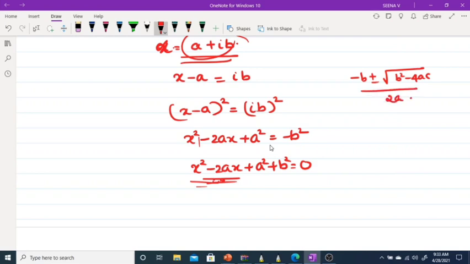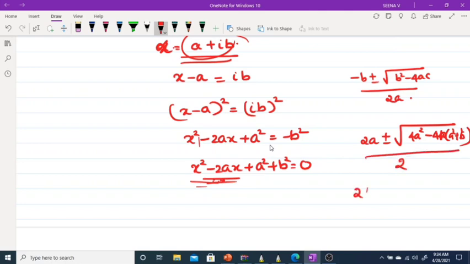So here, for minus b we have 2a, that is plus or minus root of 4a square minus 4ac, where a means 1 here and c means a square plus b square, divided by 2a, which means 2 here. So this is a plus or minus root of 4a square minus 4a square minus 4b square. So minus 4a square, 4a square cancel.